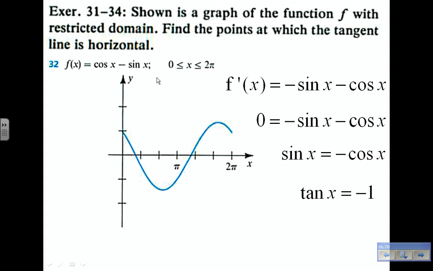Divided by cosine, actually. Sine over cosine is tangent. Ready? Those are the x values. The question says find the points. So this is where Abigail gets to answer a question. If x equals 3 pi over 4, what's the y value going to be?